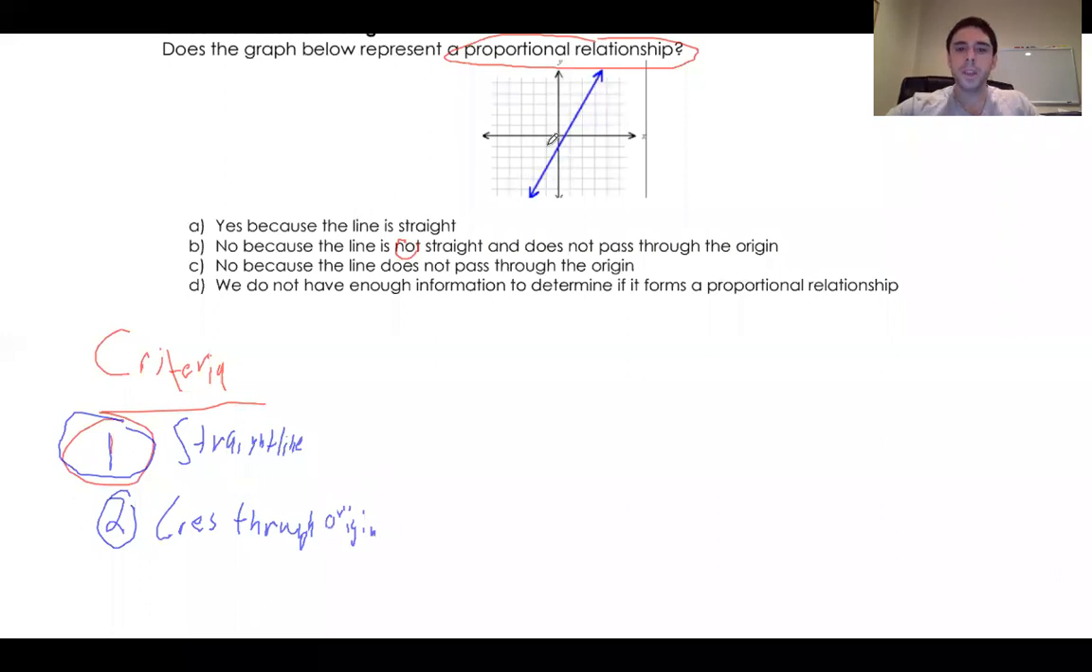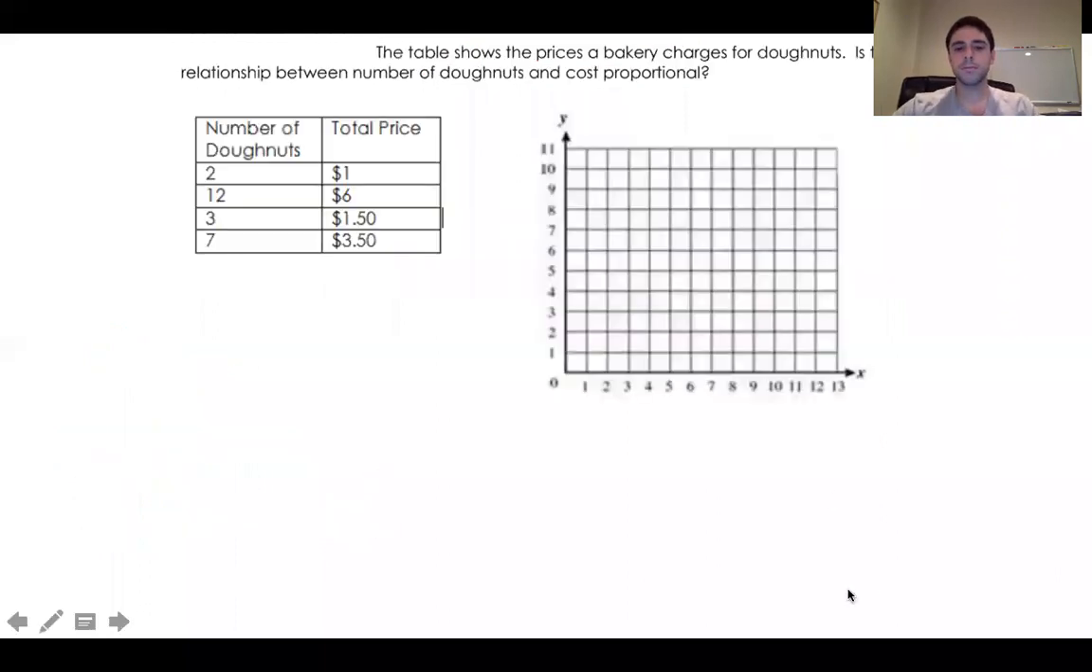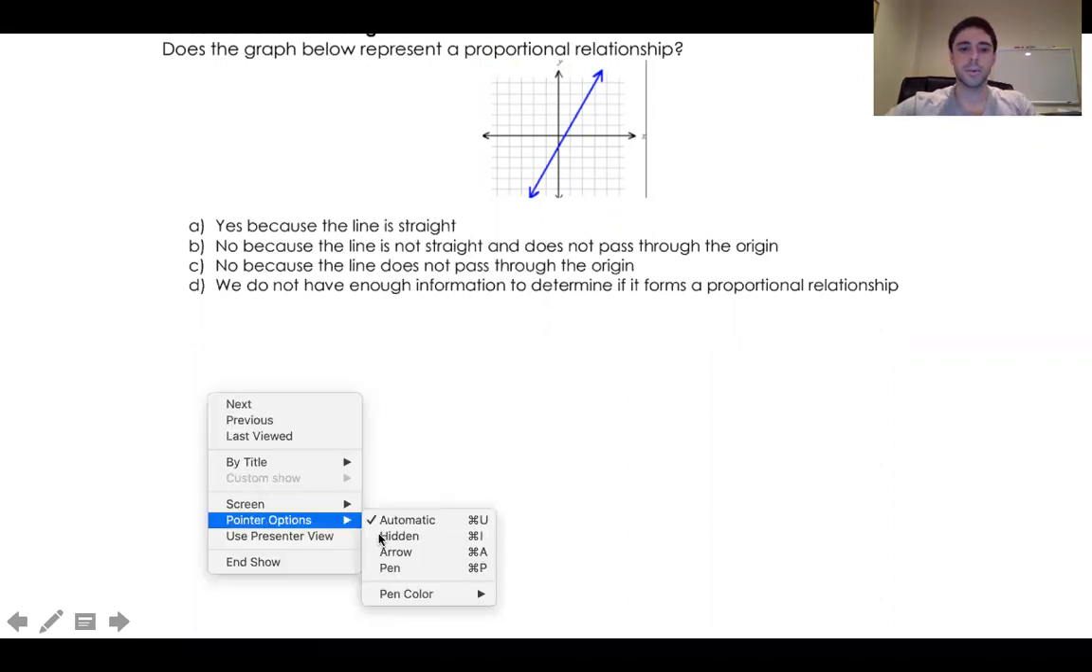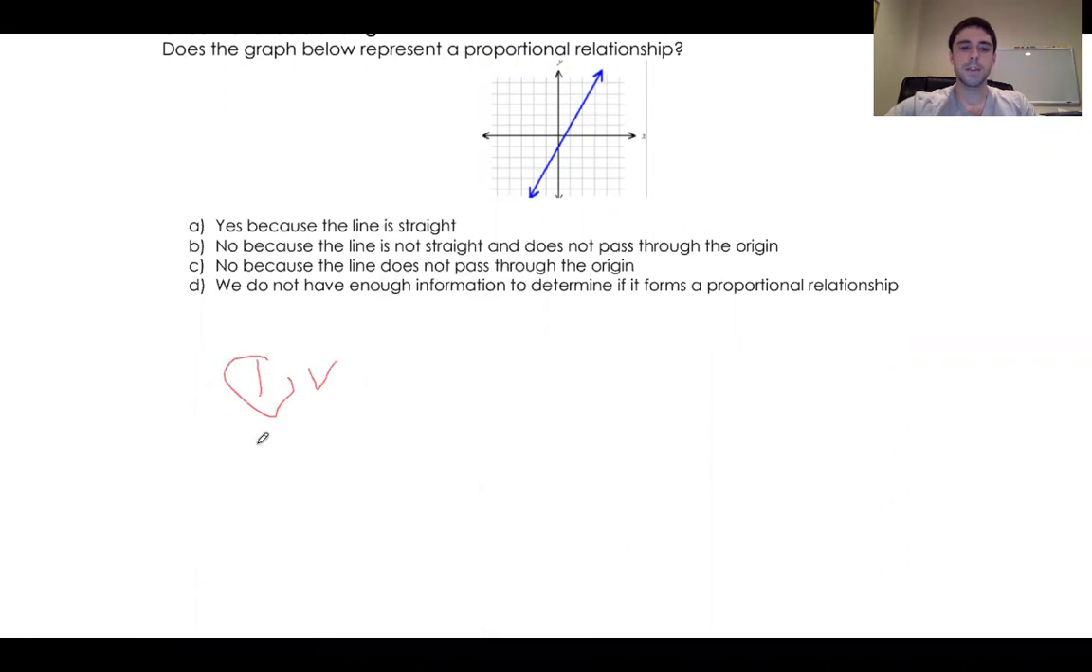Awesome. So, is our line straight? Yes, our line is straight. So criteria number one is going to be good. But does it go through the origin? Where's the origin? No, our line does not go through the origin, so that's going to be incorrect.